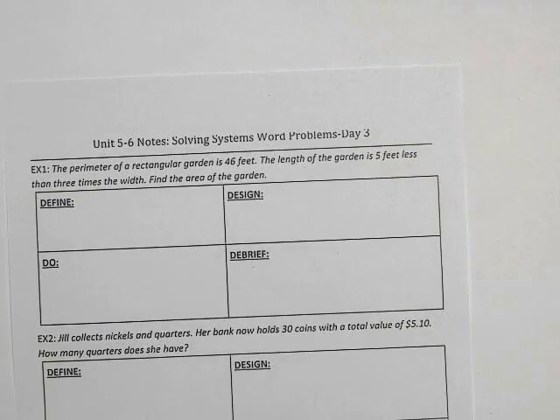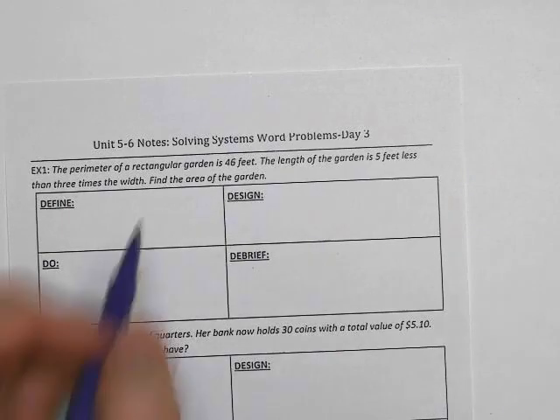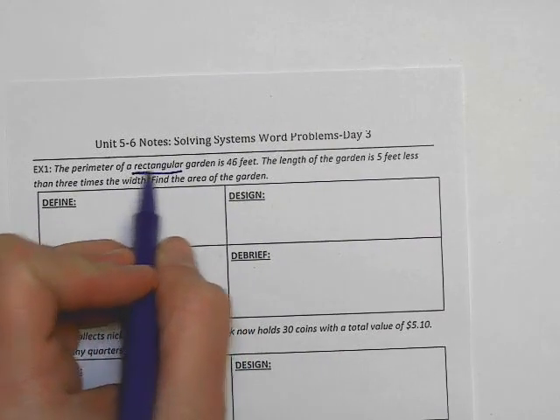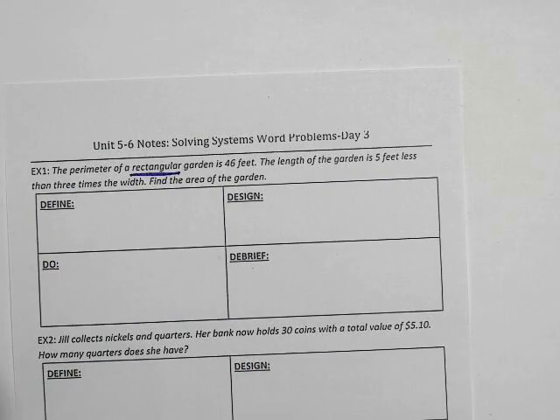Example 1: The perimeter of a rectangular garden is 46 feet. The length of the garden is 5 feet less than 3 times the width. Find the area of the garden. Okay, what's it asking for? The area. Well, I want the area of what type of shape? Rectangle.